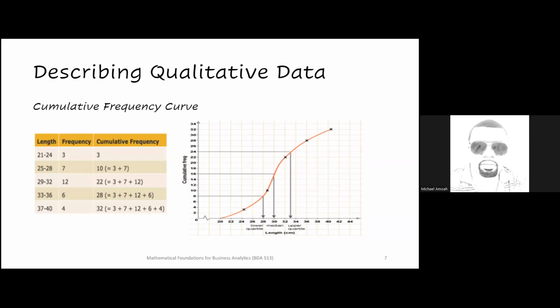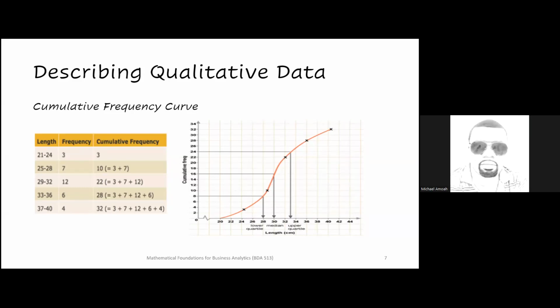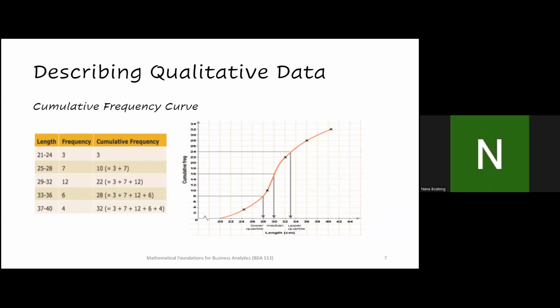Yes, so what I'm saying is that although the cumulative frequency test is used for qualitative data, we realize that the data we have is not only qualitative data. What I'm saying is that one way of describing qualitative data is to use a cumulative frequency curve. Is that okay? Okay, so it's not exclusively for qualitative data.